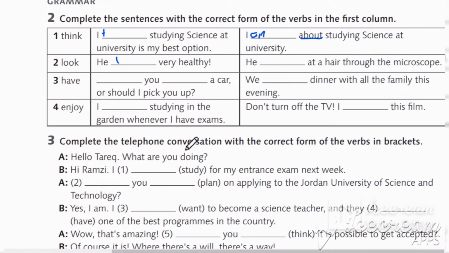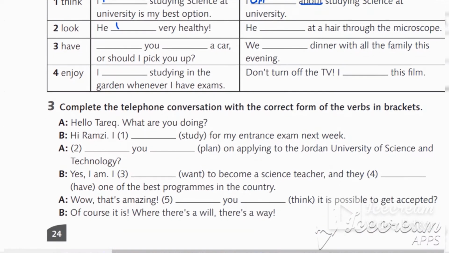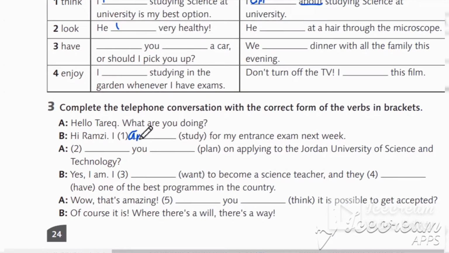Complete the telephone conversation with the correct form of the verb in brackets. Hello, Tarek. What are you doing? What are you doing? What did he ask? Hi Ramzi. I am studying. Because here it is dynamic. Excellent. We complete it with ing.